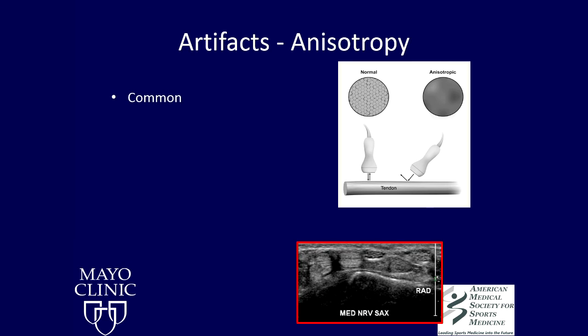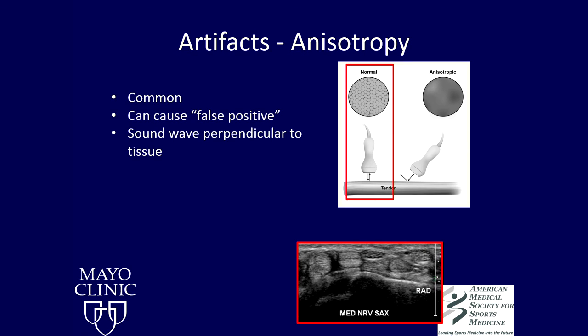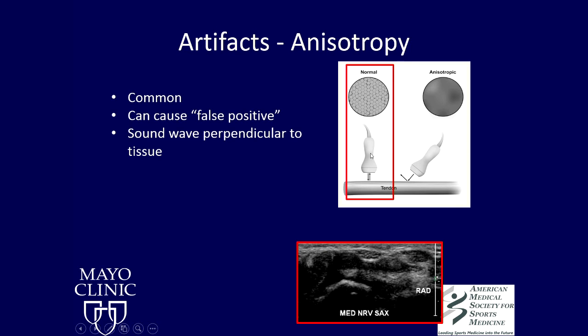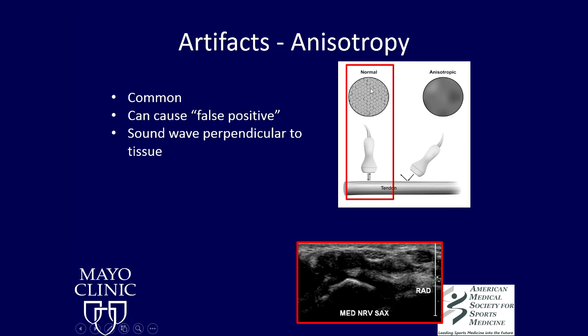So now I'm going to talk about anisotropy, this artifact I've been referring to for quite some time. It's a really common artifact, and it's one of the main pitfalls with ultrasound. So it's very, very important to be aware of. It can cause a false positive. When you have your transducer perpendicular to your structure of interest, you're going to get that specular reflection I was talking about before. So in a tendon, you're going to see that fibrillar appearance.